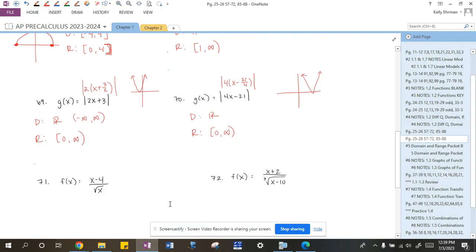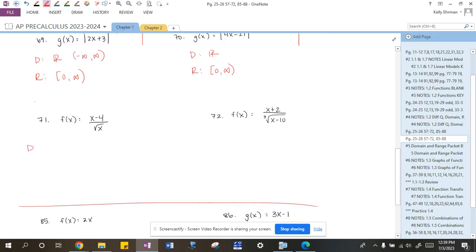Okay, these are our last two for this domain and range section. For the domain on this one, x needs to stay greater than 0, so 0 to infinity, because x can't actually be equal to 0 down there. X minus 4 doesn't matter for domain. And then what about the range? I always run through this list of questions. Can I get y equals 0? Yes. If x equals 4, I get 0 over the square root of 4. That's 0. So yes, y can be 0.